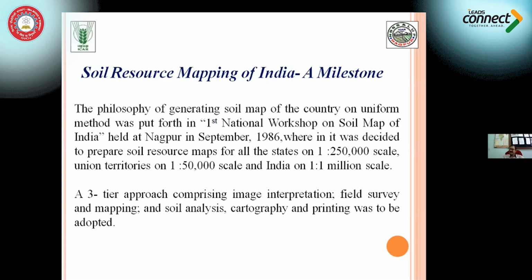In that workshop, it was decided that the soil resource map of all the states will be prepared on 1:250,000 scale. On the other hand, the soil map of Union Territories will be prepared on 1:50,000 scale. While preparing the soil map of India, we followed the three-tier approach, that is field survey and mapping, soil analysis, and cartography and printing. This is a three-tier approach.